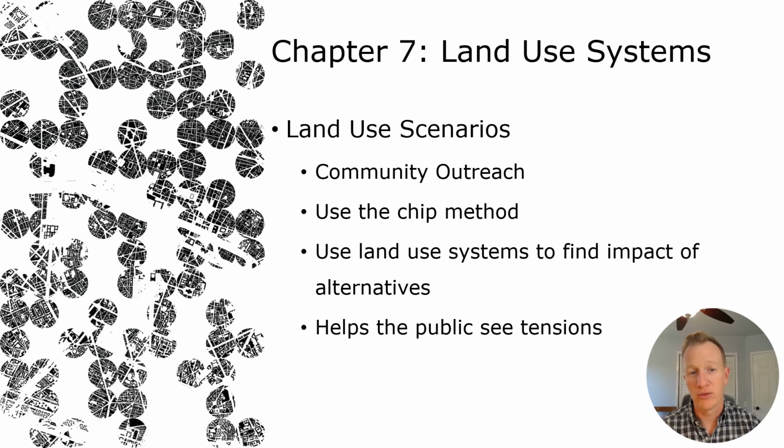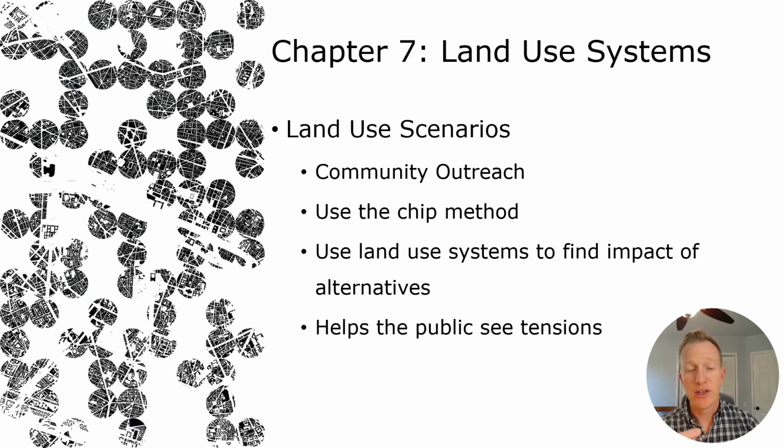Another way of doing that, rather than using computer systems, is using what's called the chip model. And you think of like poker chips, and each chip would designate in color a certain land use, and the number of chips would designate the density or intensity of that land use. And then you would give each table a set of chips, and they would go through and move the chips into certain locations depending on what their goals are.